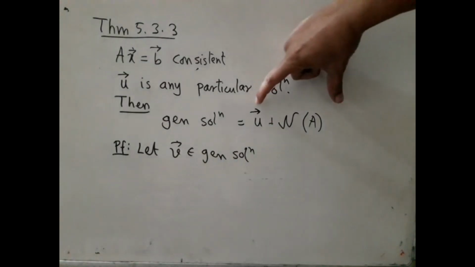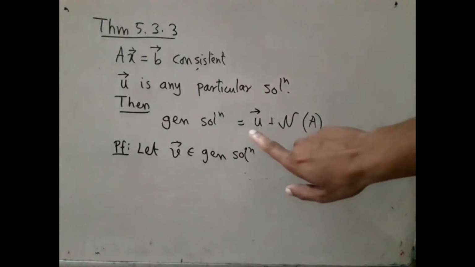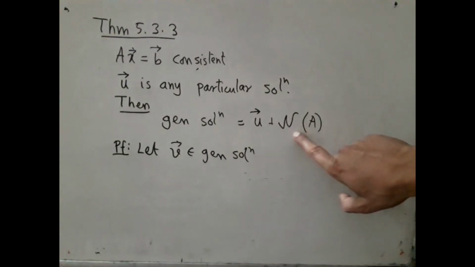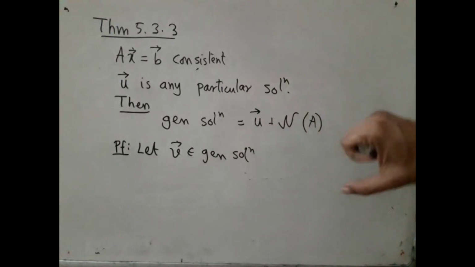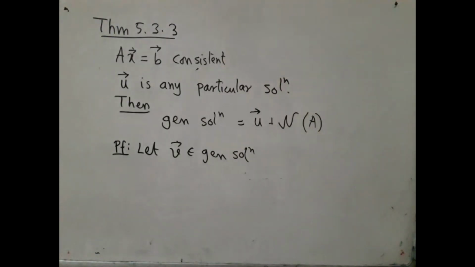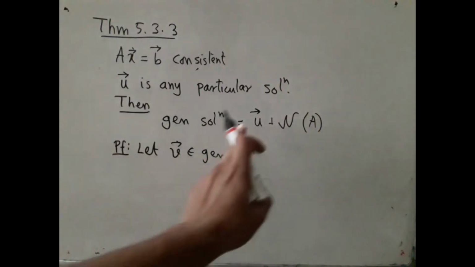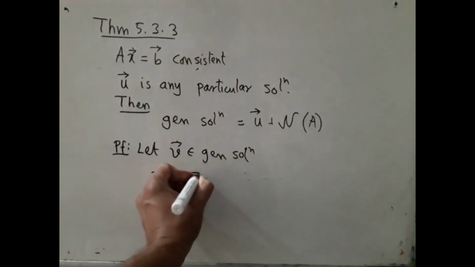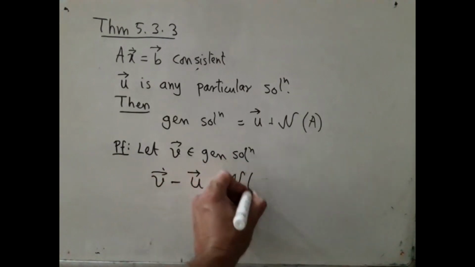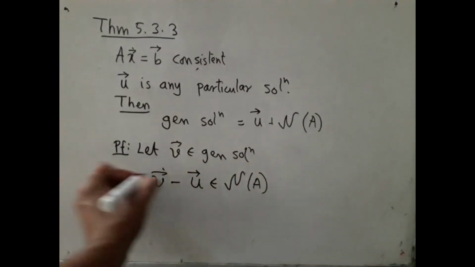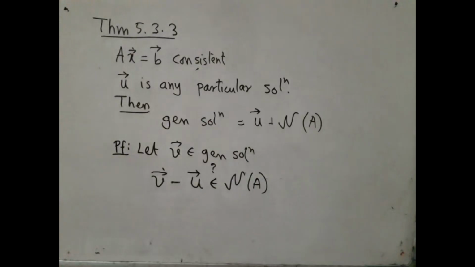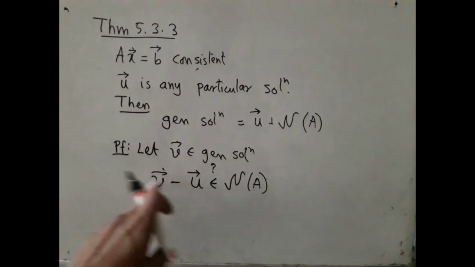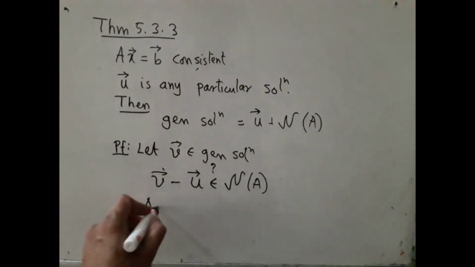By the way, I understand that this is a set. When I add a vector to a set, I mean that with each element of this set I add this vector and consider the set of all such sums. So in order to show that V is in this, it is enough to show that V minus U belongs to null space of A. I want to show this. What does that mean? This means if I multiply this by A, I should get 0. So let's see whether I am getting it.